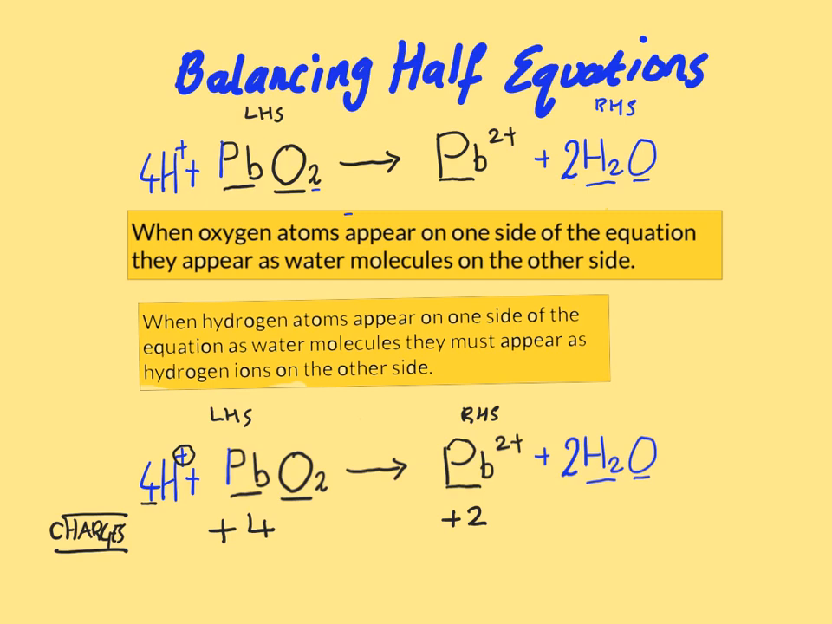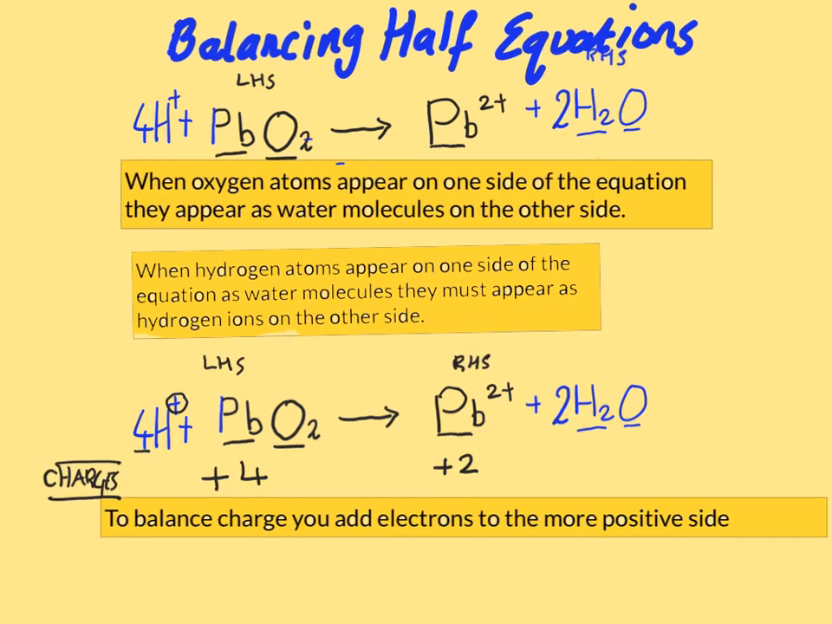To balance out the charges, you add electrons to the more positive side. We can see that on the left-hand side there is an overall +4 charge. On the right-hand side it's +2. And therefore, to balance the charge, we simply add 2 electrons to this side. Now the charge is +4 minus 2 because every electron carries a negative charge. The overall charge on this side is +2 and the overall charge on this side is +2.